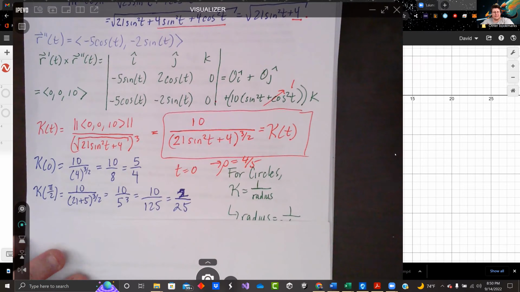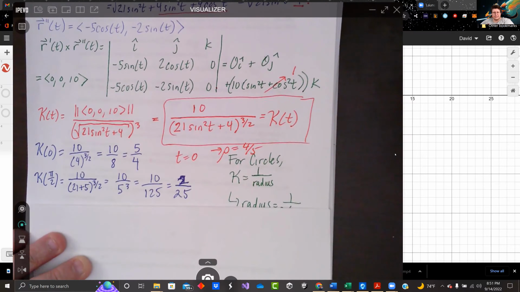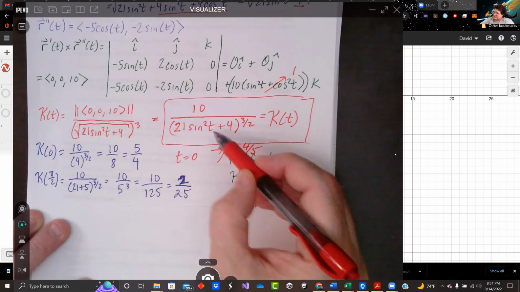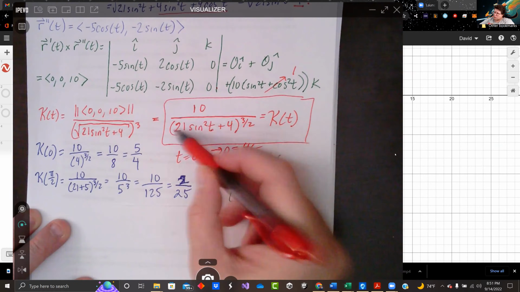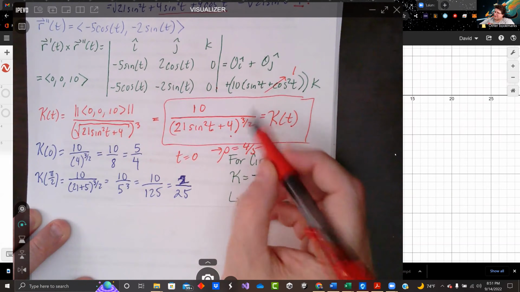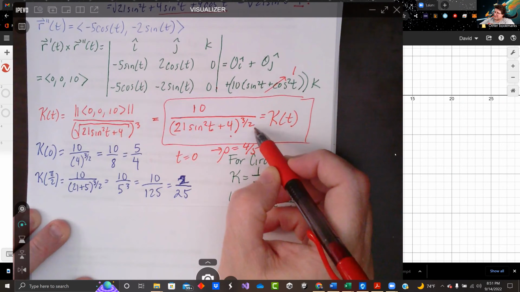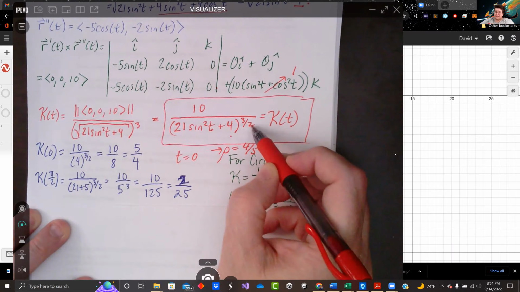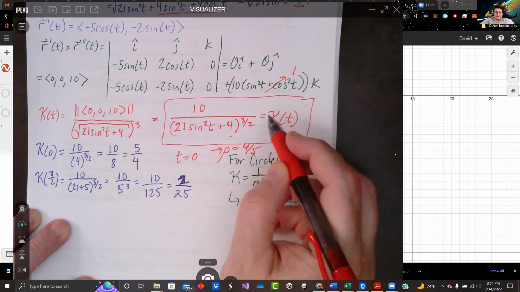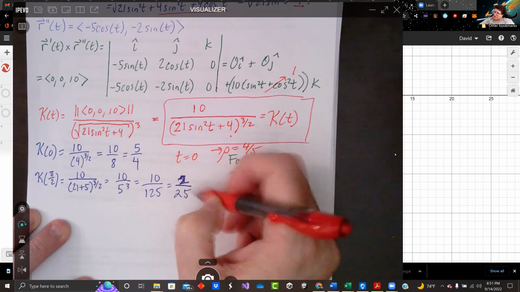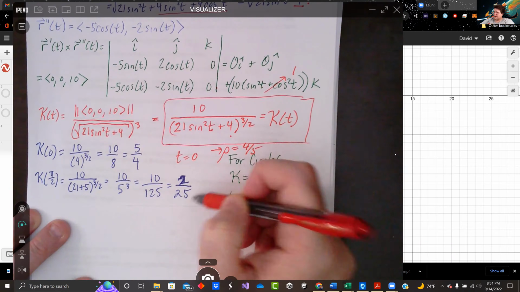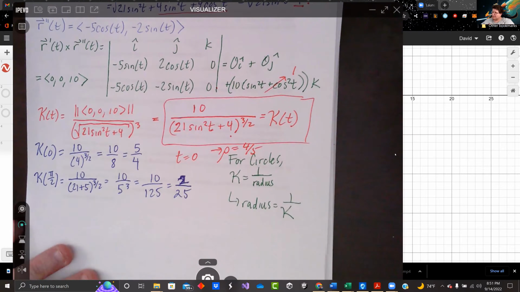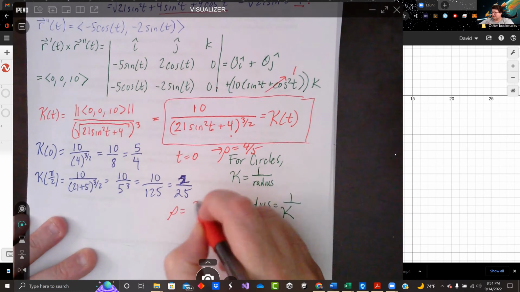I'm going to do that with t equals pi over 2 as well. We'll check it out along the y-axis. When we do that, this is no longer 0. This is 1, so we've got 21 plus 4 is 25. We've got 25 to the 3 halves, which is 25 times 5, is 125. So we had 10 on top, 125 on bottom. This ends up being 2 over 25. So the radius there would be 25 over 2.